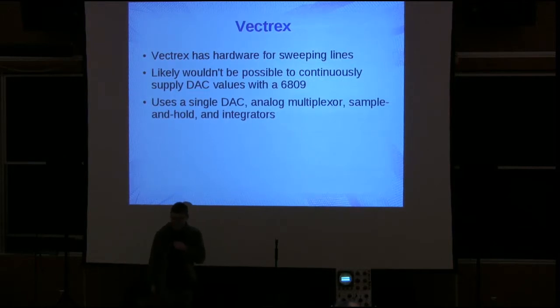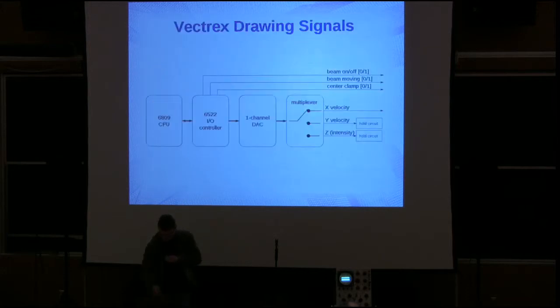And it's actually really cool, the design that they used, because they actually got away with using only one DAC. And the way that they accomplished this is they use the DAC output and an analog multiplexer. And then on the Y velocity and intensity circuits, they've got a sample and hold circuit where you can basically tell it, okay, this is the Y velocity that I want to use. It will then remember that. You can tell it your intensity, and then you can set your X velocity as you want.